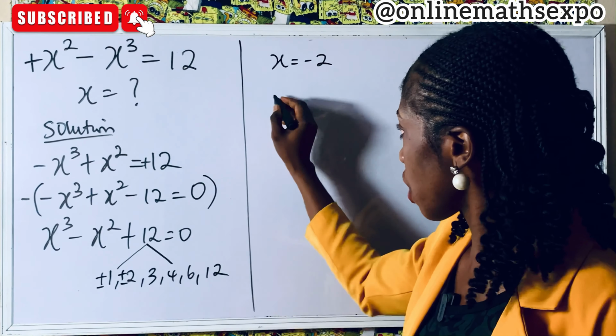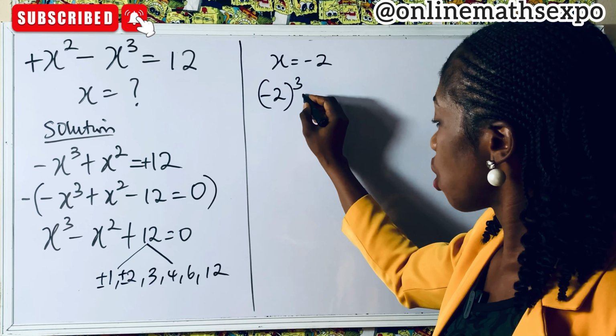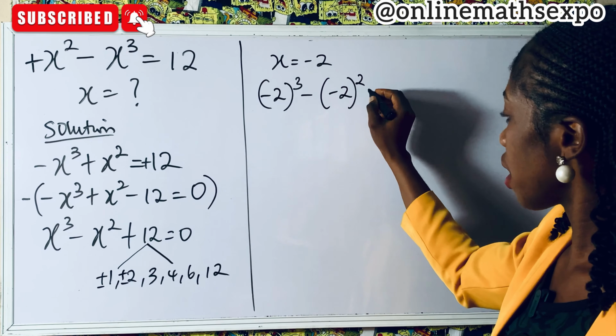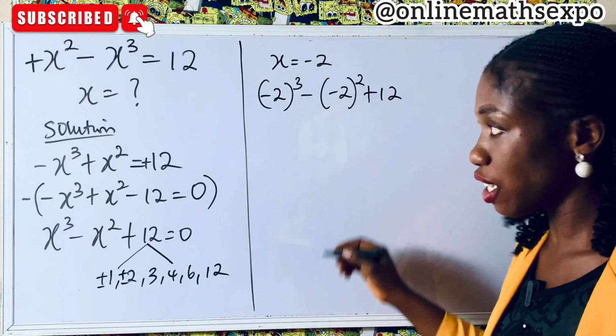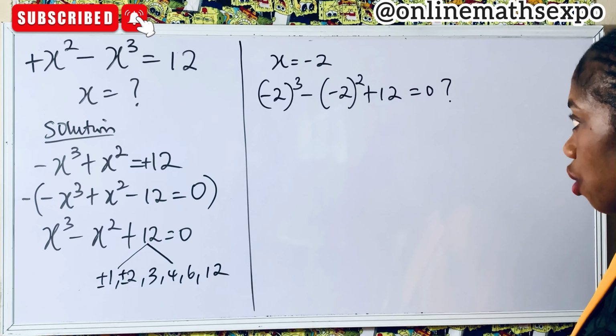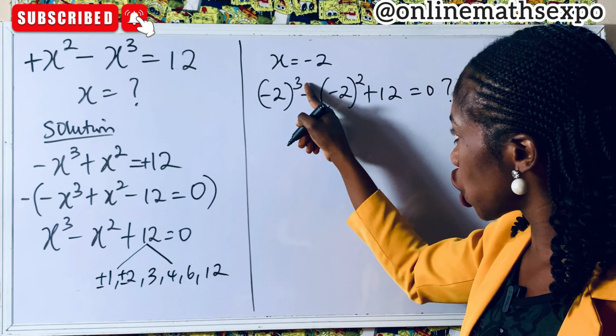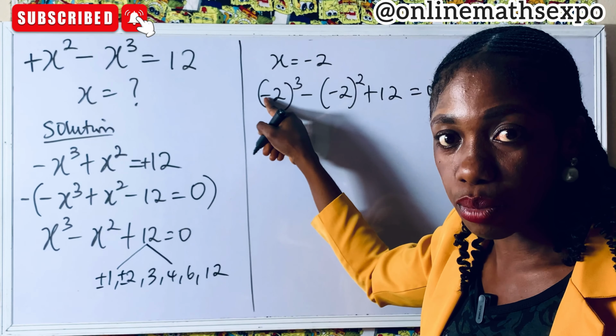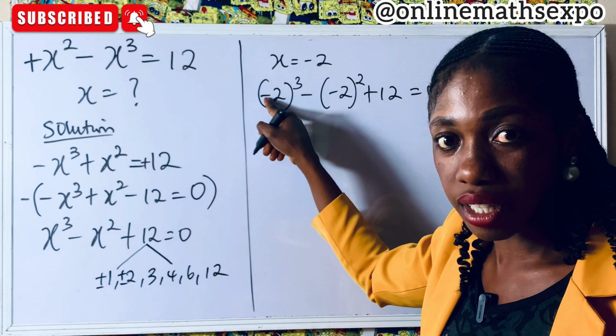Plug it into this. We have negative 2 cubed minus negative 2 squared plus 12. Let's see what it gives us. 0? Because this is a cube, the negative sign will still remain. So we're going to have negative 2 cubed will give us 8.